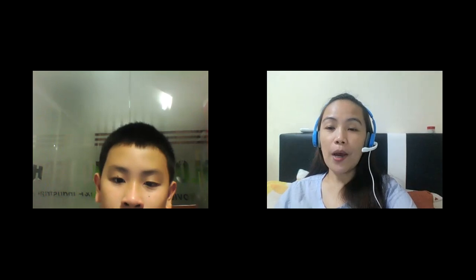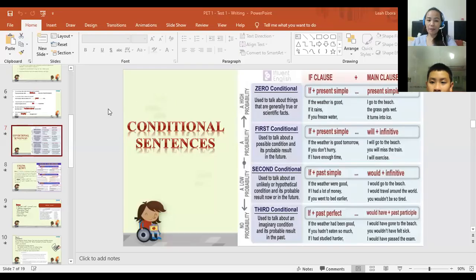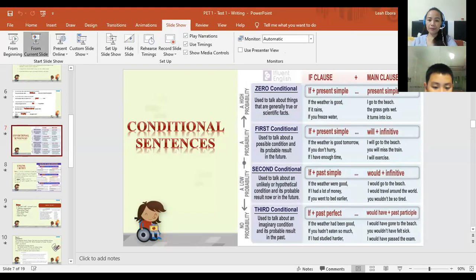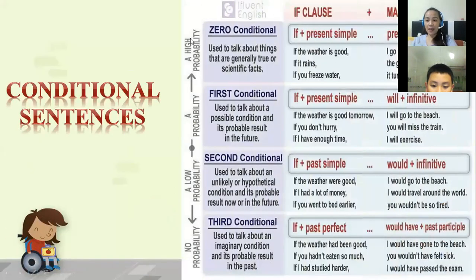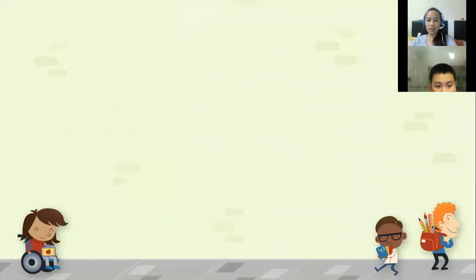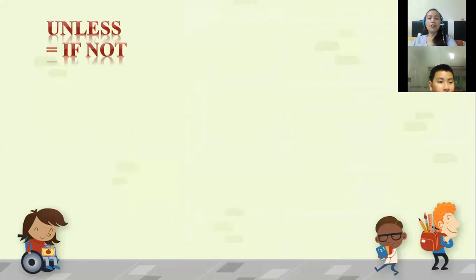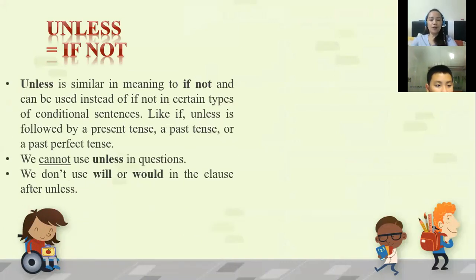So I sent you this one, right? Do you remember, in the Zalo group? I sent you this in order for you to learn all by yourself. For example, you have English classes in your school, and you can use this if your lesson is about conditional clauses. So we're just going to continue our lesson. This time we're going to learn unless or if not. Can you read it?